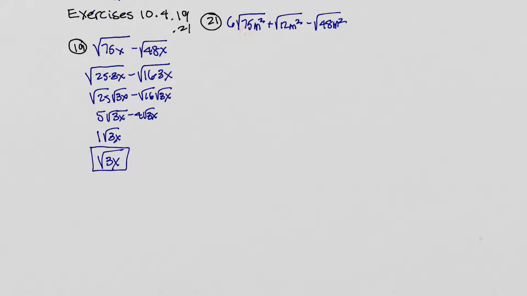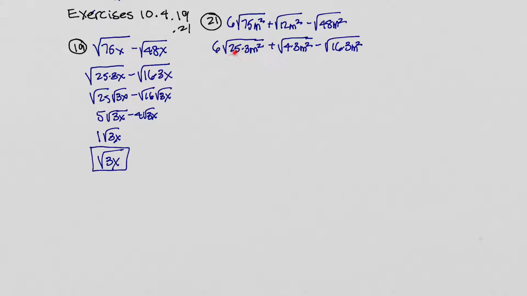Let's simplify these square roots and see if we can get some common terms. So we're going to have 6 times the square root, that's 75. Let's go with a 25 times 3m squared plus the square root of, how about 4 times 3m squared minus, we'll go with 16 times 3m squared. Now, let's just do this one.